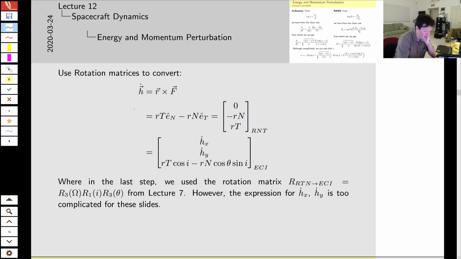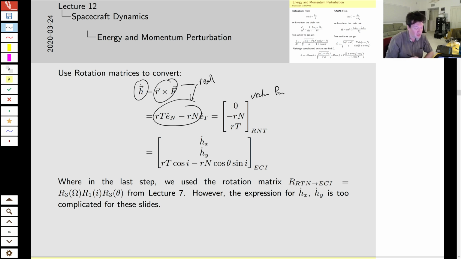So how do you find these components of h dot? Well, actually, finding the components of h dot in the RTN coordinate system is easy, right? We already have an expression for it, recall. And then we can put it in vector form. But then what we need is ECI, right? So we need these things in ECI. And so for that, we have to get this rotation matrix, which is a combination of these three rotation matrices.